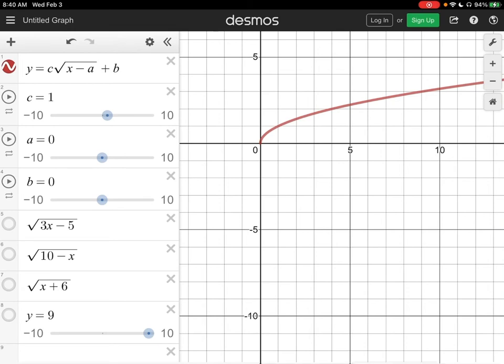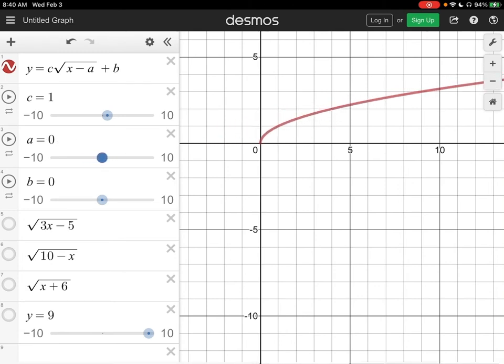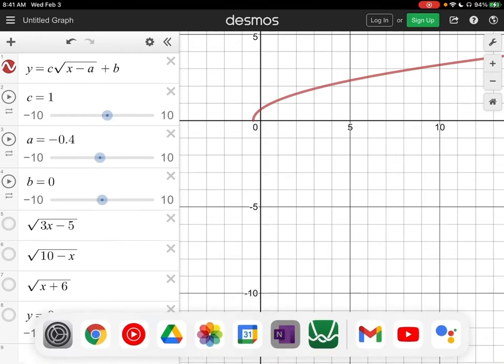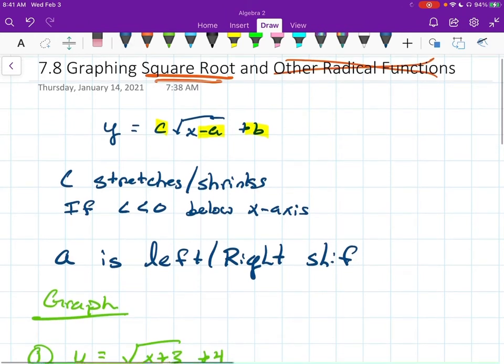So I'm going to notice that a, it's root x minus a under your root. And let me press play on the a. So as a gets smaller, it moves left, and as a gets bigger, it moves right. Right? So this is going to be our shift, left and right. So let's go here. A is the left-right shift.